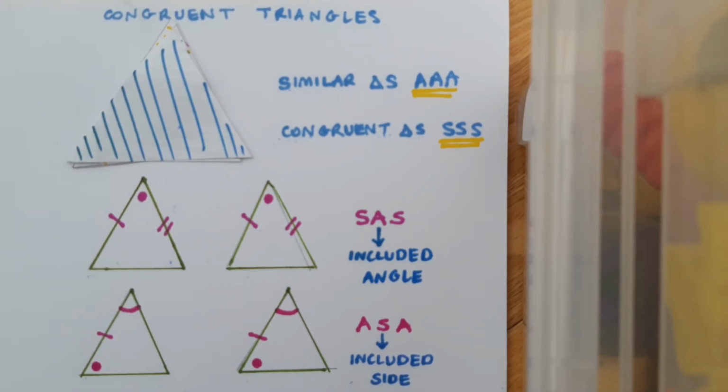This might start to sound a bit familiar to you from constructions that we've done previously. We've constructed triangles SSS, we've constructed triangles SAS, we've constructed triangles ASA, and you might also remember that we constructed right-angled triangles. Can you think what the 3 letters were in that case? Pause the video, see can you recall, and can you think what the 3 letters stood for?